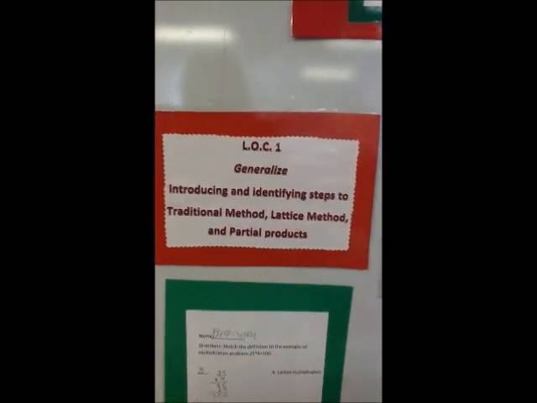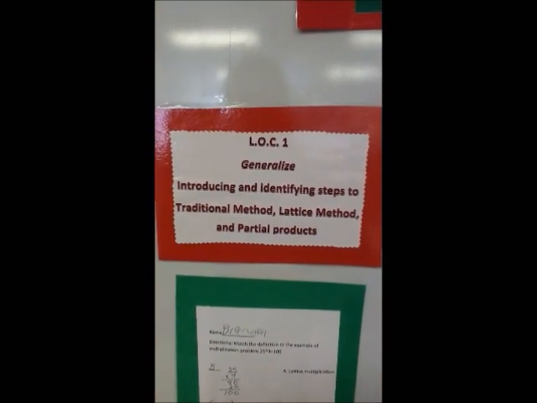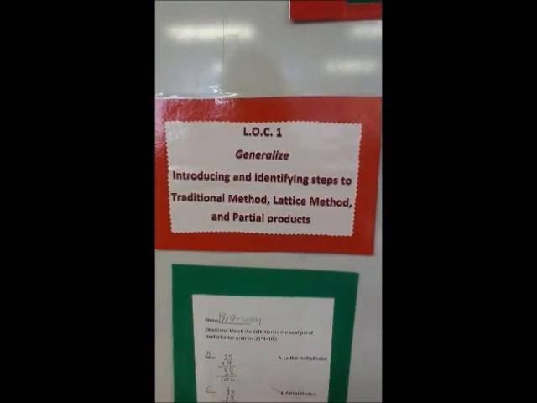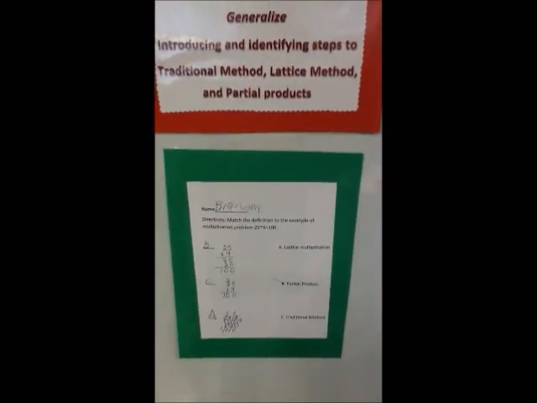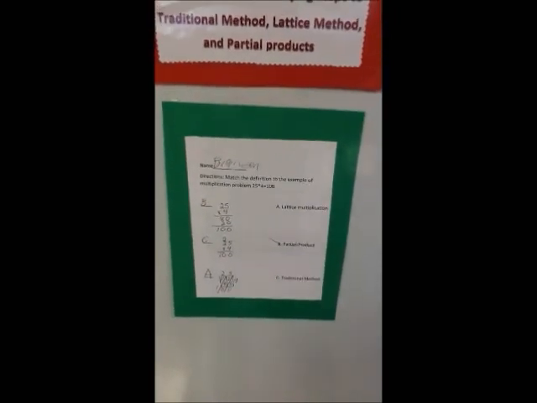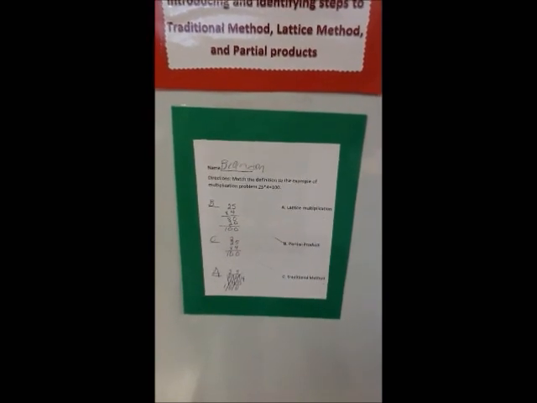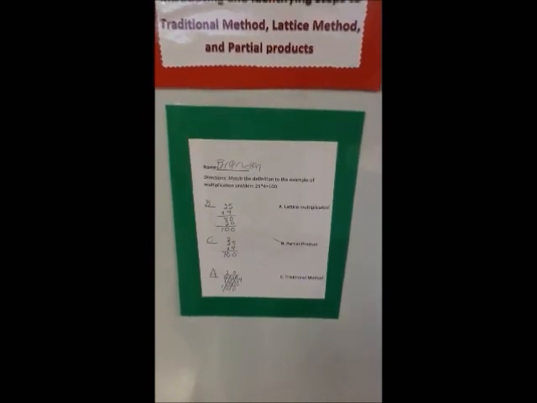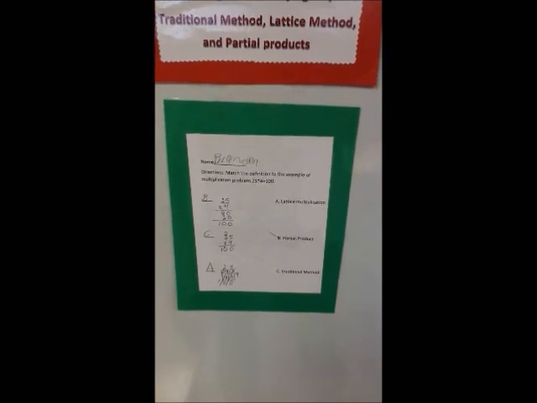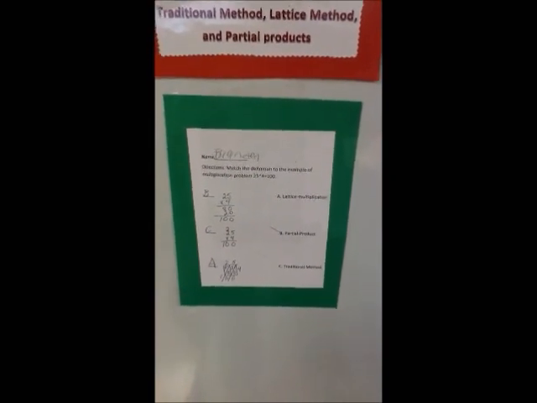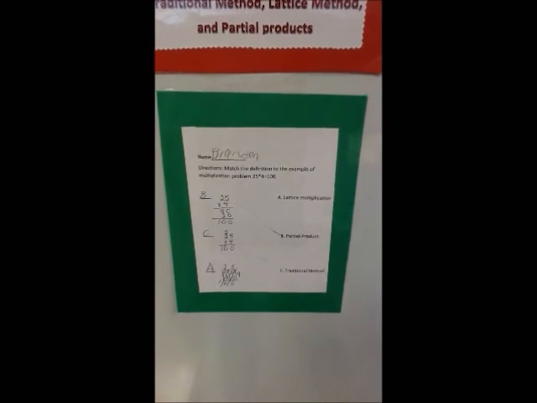The very first one that we did was we generalized, we identified and introduced the steps to traditional method, lattice method, and partial products method for multiplying. What we did was we introduced the kids to each step. We explained the step, basically did a brief introduction, and then we had them identify each step to make sure that they understood, and this is kind of one way that we checked for understanding that the kids were understanding what we were talking about.